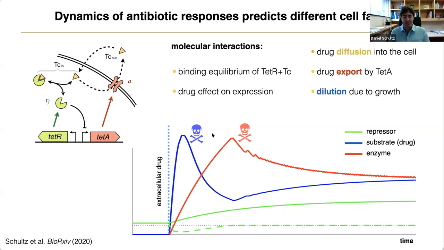So actually these first two peaks and the end here basically correspond to the three phenotypes that we just saw in the microfluidics, right? The cell can die here with too much drug, the cell can die here with too much efflux pump, or it can keep growing.